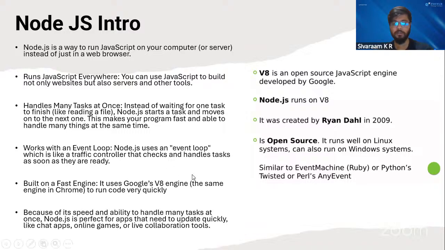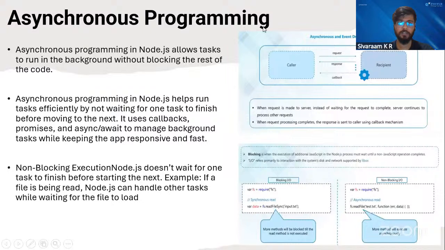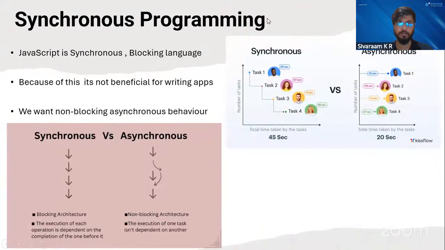Okay, so now what is asynchronous programming? Before we go through it, I want you to understand something. Since you are from a CS background, you would be familiar with this, but I'll still try to break it down, because as a beginner this is hard to understand. I'll try to explain it as easily as possible. The thing is, JavaScript is a synchronous and blocking language. So what do we mean by synchronous and blocking?